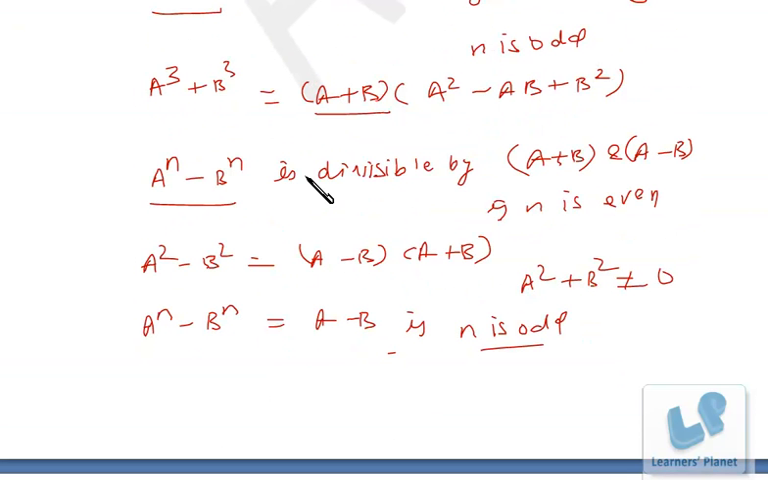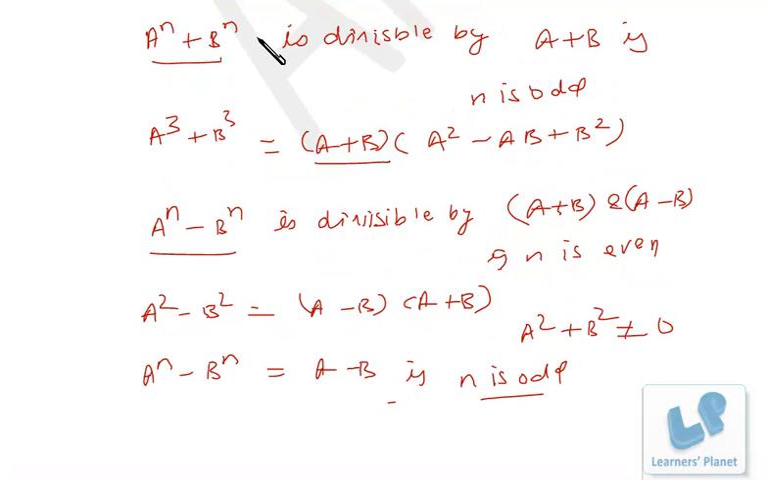So there are three things: a raised to n plus b raised to n, and a raised to n minus b raised to n, for even and odd n. If you are confused at any stage, just take the minimal value of n. That is, for even, just take 2, and for odd, just take 3. So you'll be able to generalize that.